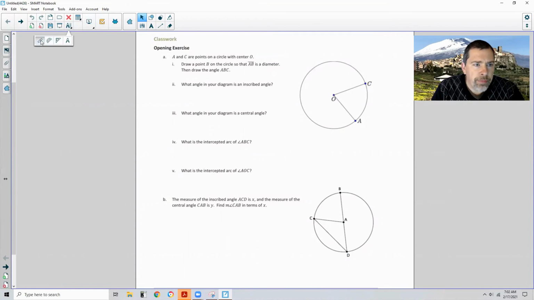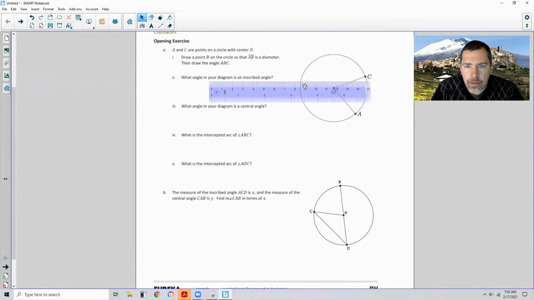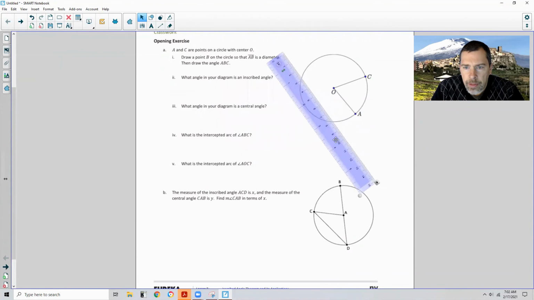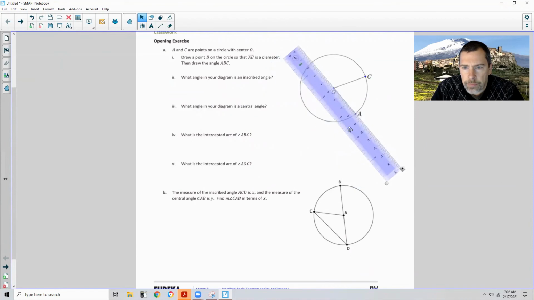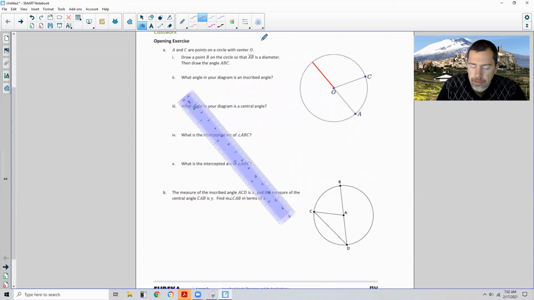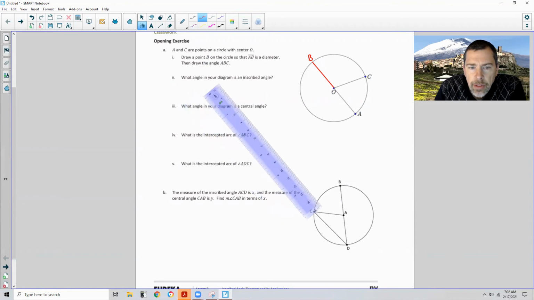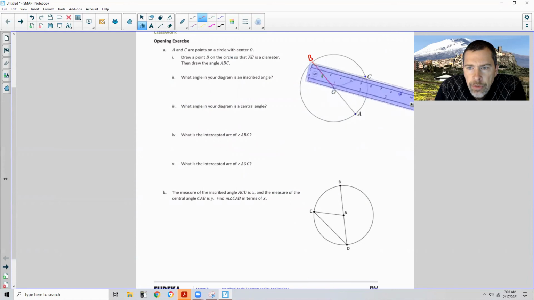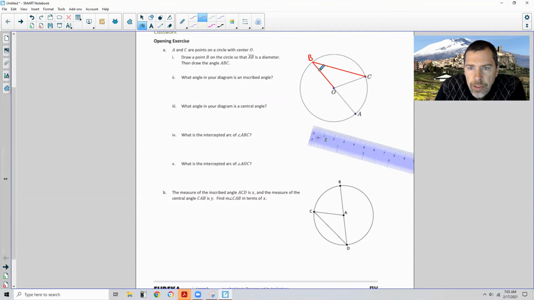All right, so let me get a ruler and line this up with OA. Like so, and draw a segment from O over to the other side where it touches the circle. So OB, so AB is a diameter. So here's AB, diameter. Then draw the angle ABC. So then I'm going to put my ruler over here, rotate over to C, and draw a segment from B over to C. So here is angle ABC.